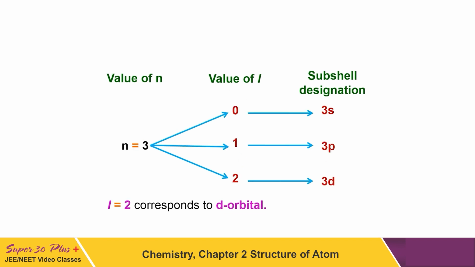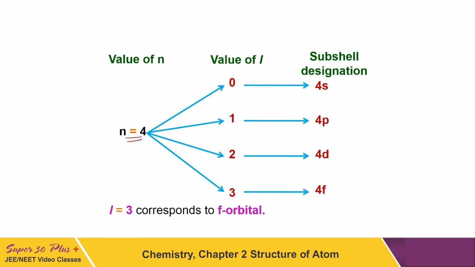Similarly, in the third shell, if the value of n is 3, what are the possible values of l? Students, it is 0, 1 and 2. For 0, it will be 3s. For 1, it will be 3p. And for 2, it will be 3d. So these are the subshells 3s, 3p and 3d.